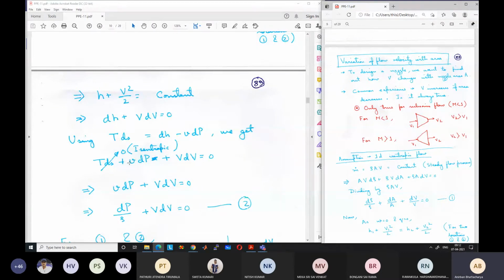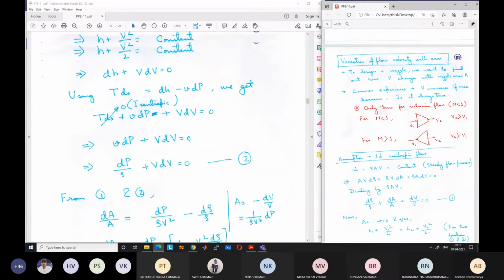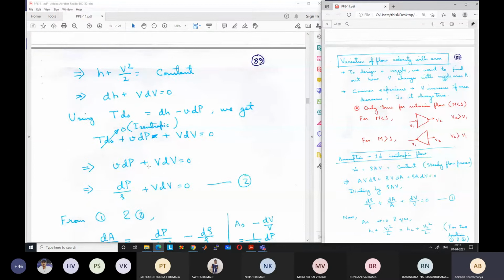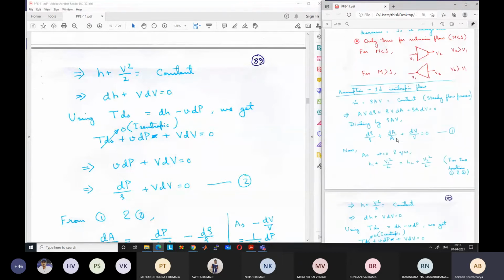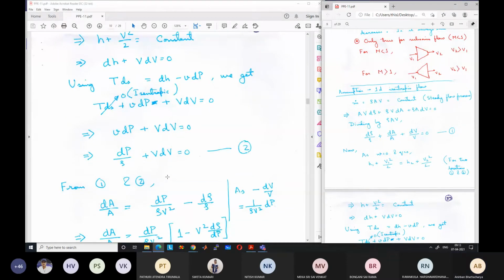Now that we have found v, we can relate it to rho, because ultimately we want to eliminate rho from here. So vdP plus VdV equals 0, or dP by rho plus VdV equals 0, since v is 1 by rho. This is our second equation. This was our first equation: d rho by rho plus dA by A plus dV by V equals 0. And the second equation is dP by rho plus VdV equals 0.